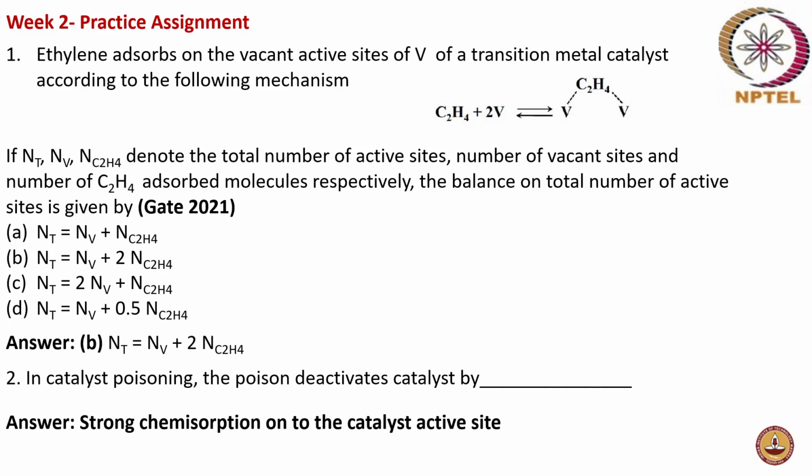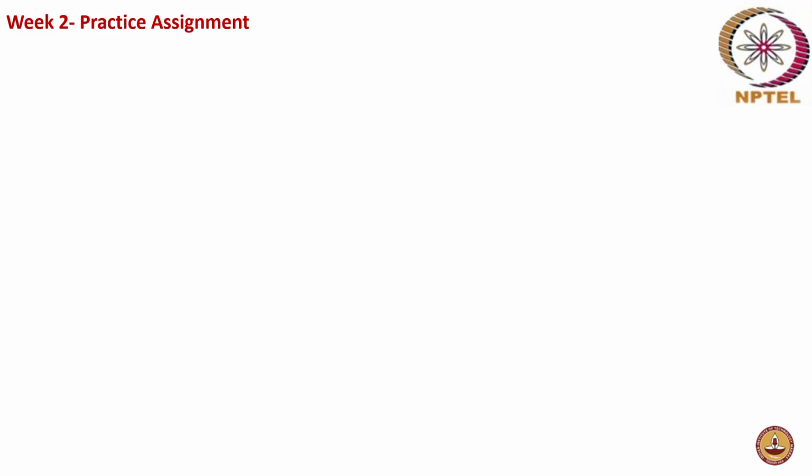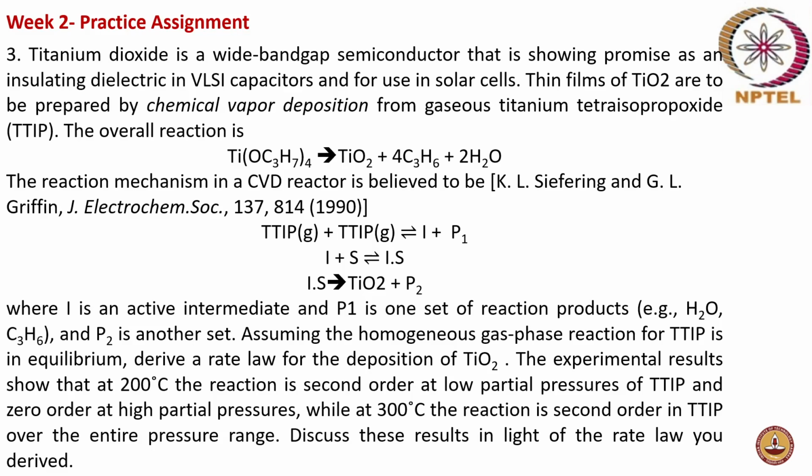Okay, now let's get on to question number 3. Titanium dioxide is a wide band gap semiconductor that is showing promise as an insulating dielectric in VLSI capacitors and for use in solar cells.